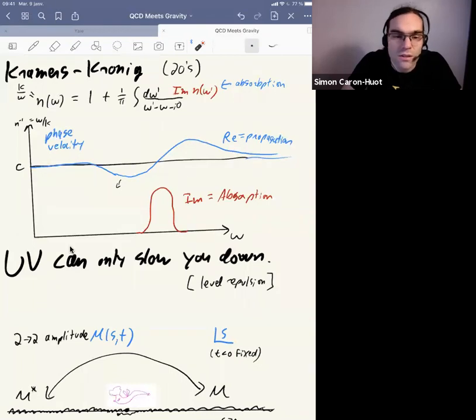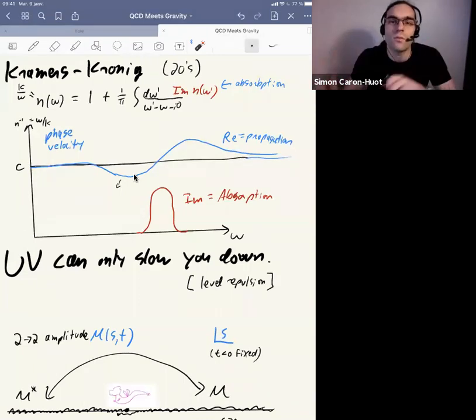So the slogan is: the UV can only slow you down. Integrating out new things can only slow down the infrared. The simple way to remember the sign, besides the slogan, is to think about level repulsion. If you think about this heavy mode as like an atom and light as some infrared mode, if you think of each of us as an oscillator, when you couple two oscillators, the frequencies tend to repel. And that's why the phase velocity goes down.